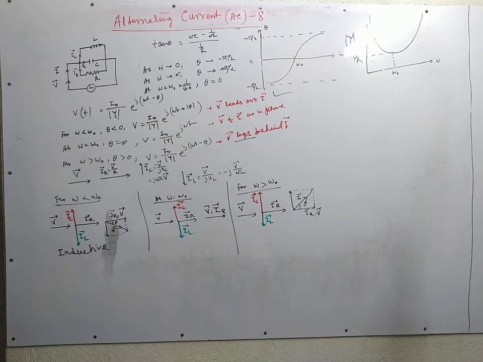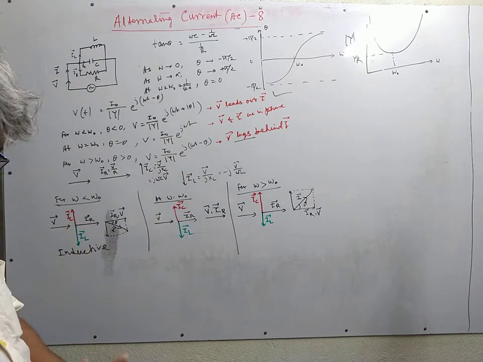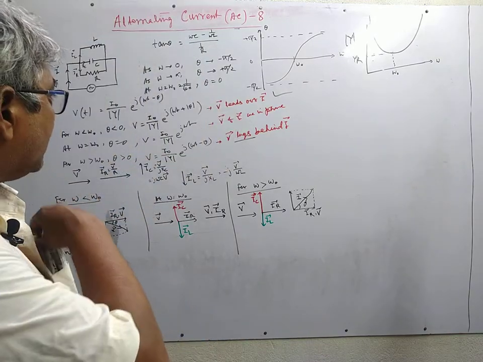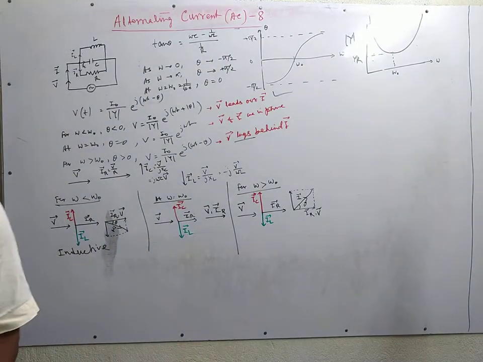So by this we end our 8th lecture on AC, and the last one. In the next lecture we shall study what is known as the rejector circuit. Now the rejector circuit is commonly known as the parallel resonance circuit.